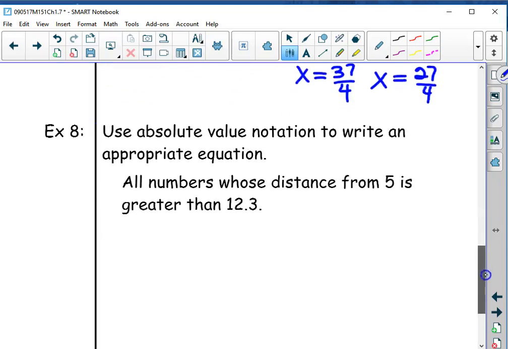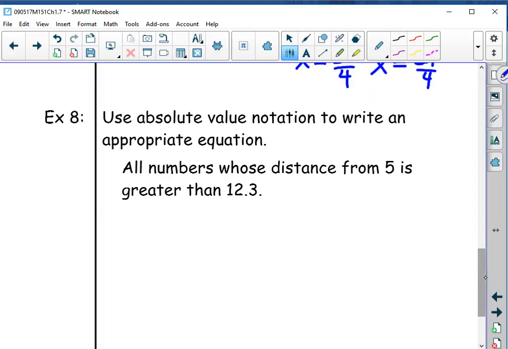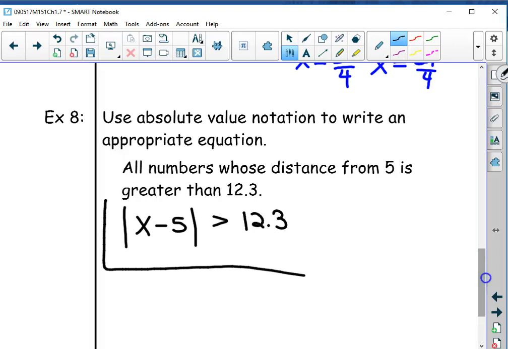All right. Use absolute value notation to write an appropriate equation. All numbers whose distance from 5 is greater than 12.3. Same idea. X minus 5, absolute value. So if we subtract from 5, then we're going to get greater than 12.3. Now, I don't know if they want us to solve it, but I'm going to assume no, that we just have to write it.